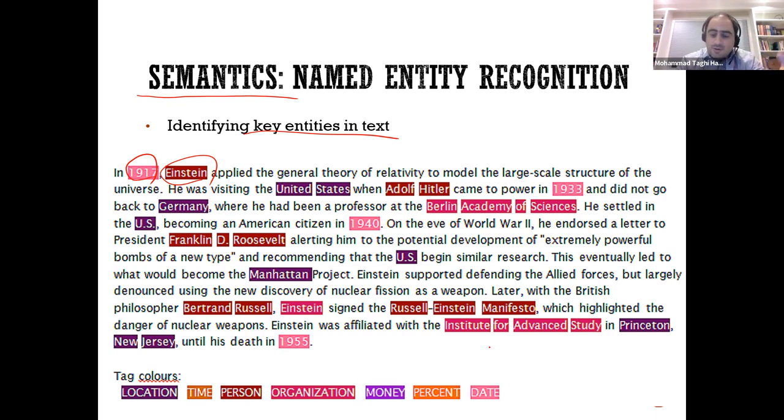This is, again, important in information extraction, because if somebody asks about Einstein, you say, oh, this document might be relevant. And maybe it actually says that Einstein was affiliated with the Institute for Advanced Study, also known as IAS, in Princeton. That's an interesting thing that this document may have. But first, we need to understand what the entities are, especially Einstein, which is here.